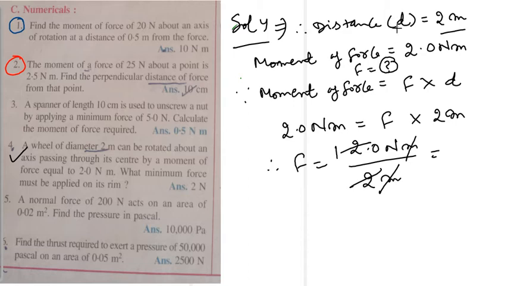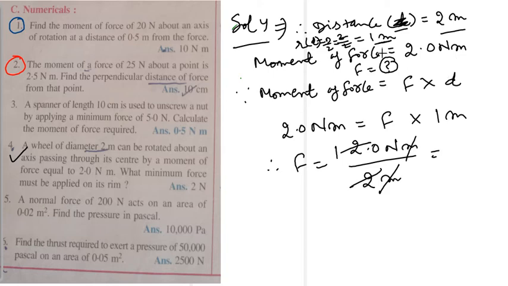Here students, we have done something wrong. This D would not be the diameter, the distance would be equal to the radius, right? So therefore this is not the D, radius R would be what? D upon 2, 2 upon 2 equal to 1 meter. So this distance would be equal to radius, not diameter. Please keep it in mind. So here it would come out to be 1 into force.